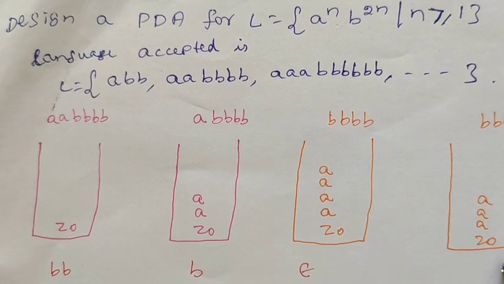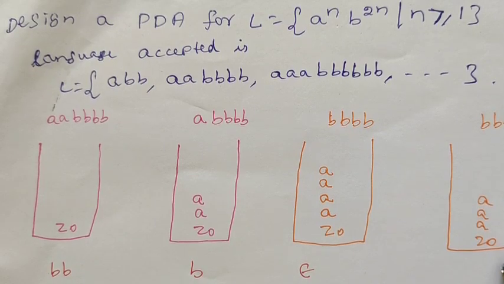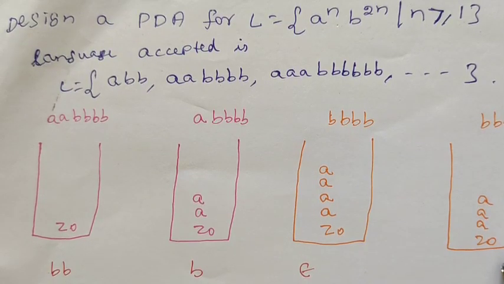So welcome to the video lecture series on finite languages and automata theory. In today's lecture, we will be learning about designing of pushdown automata for a specific context-free language. The problem here is we are supposed to design a pushdown automata for a language pattern a to the power of n, b to the power of 2n, where n is greater than or equal to 1.